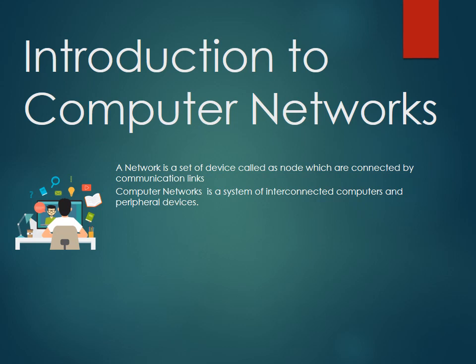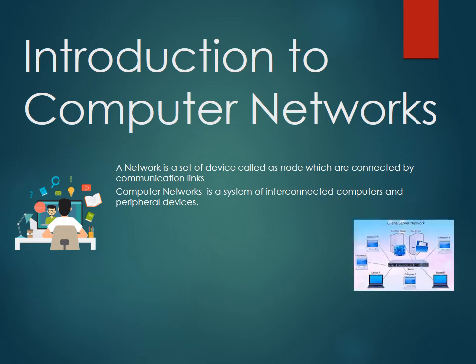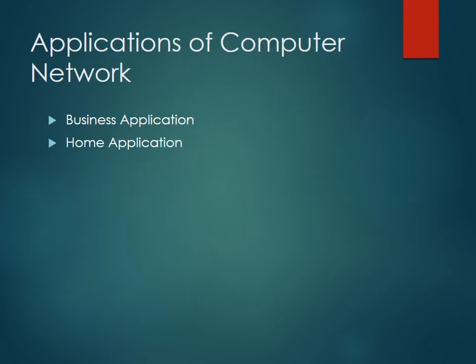What is a computer network then? A computer network is a system of interconnected computers and peripheral devices. What do you mean by peripheral device? It may connect printers, scanners, cameras and other computers or other electronic devices. So again, we quickly brush up that a computer network is a system of interconnected computers and peripheral devices.